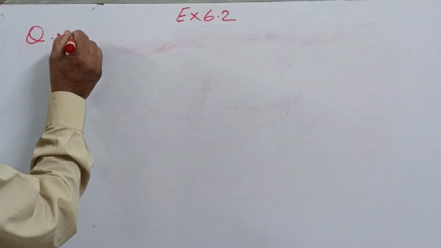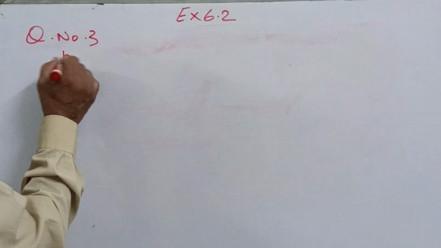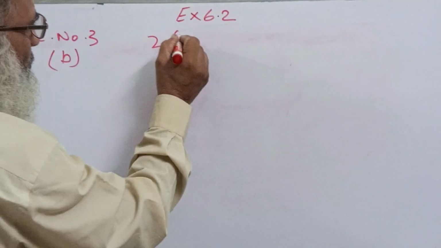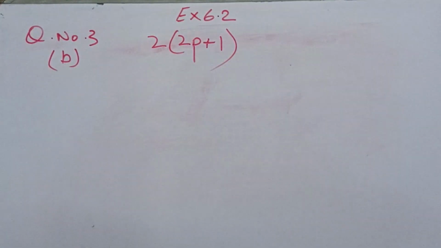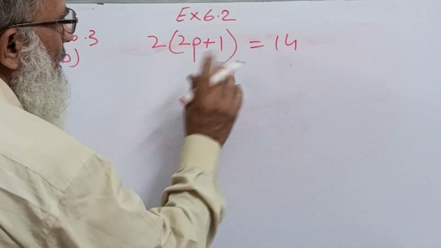Now question number 3. Let me take part B. It is 2(p + 1) = 14.